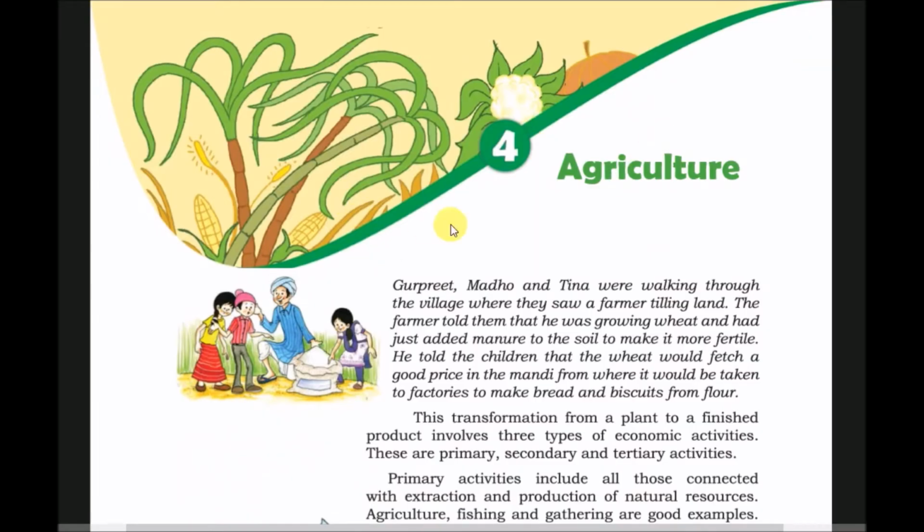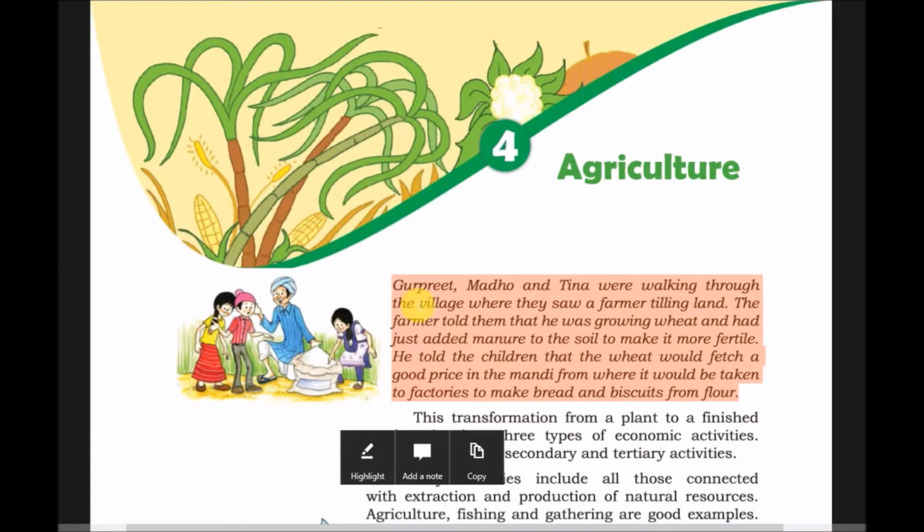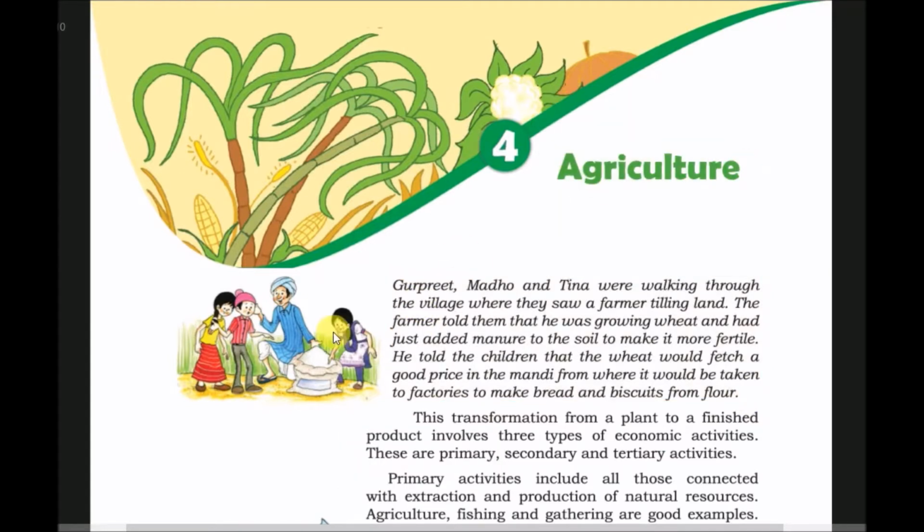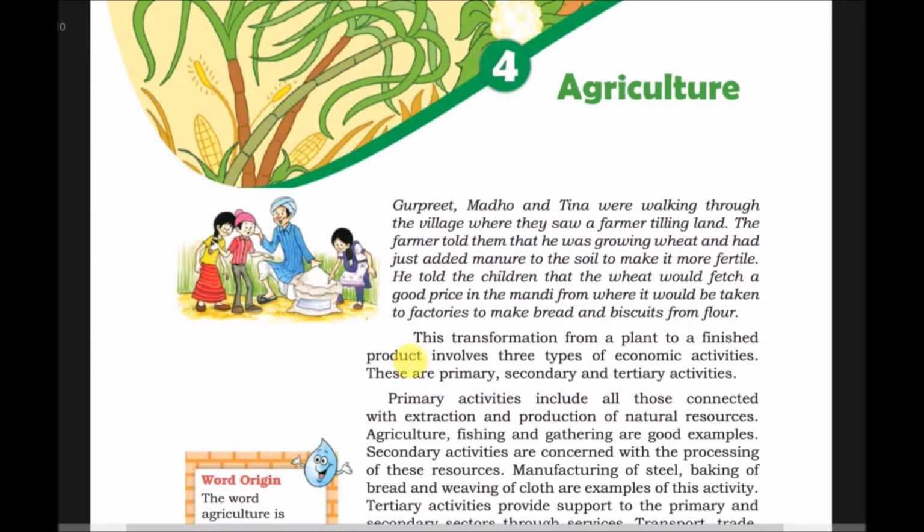Everyone, this is MSP Knowledge Encyclopedia, and now we are going to start chapter 4 of Geography Class 8, Agriculture. Now it is a story, so you don't need to study it.